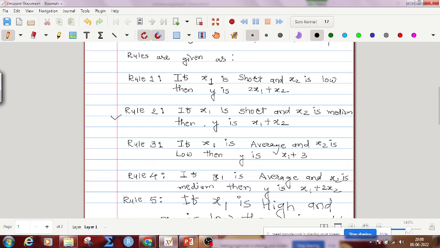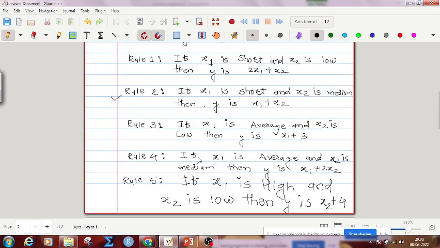No. See rule number 4. Rule number 4 is if x1 is average and x2 is medium. Should I consider this rule? Yes or no? x1 is average and x2 is medium. Should I consider this? Yes.